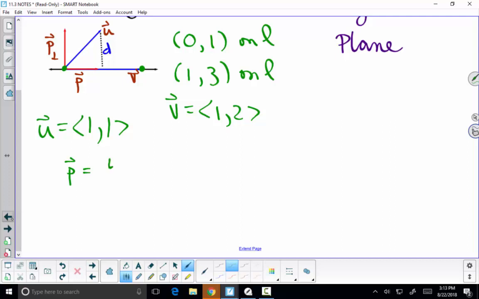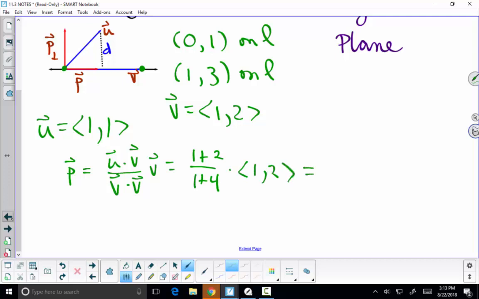P is going to be u dot v divided by v dot v times v. So u dot v is 1 plus 2. V dot v is 1 plus 4. V is 1, 2. So this gives us 3/5 comma 6/5, if we multiply that out and distribute it. So 3/5 times 1, 3/5 times 2. That vector is the p vector right there.